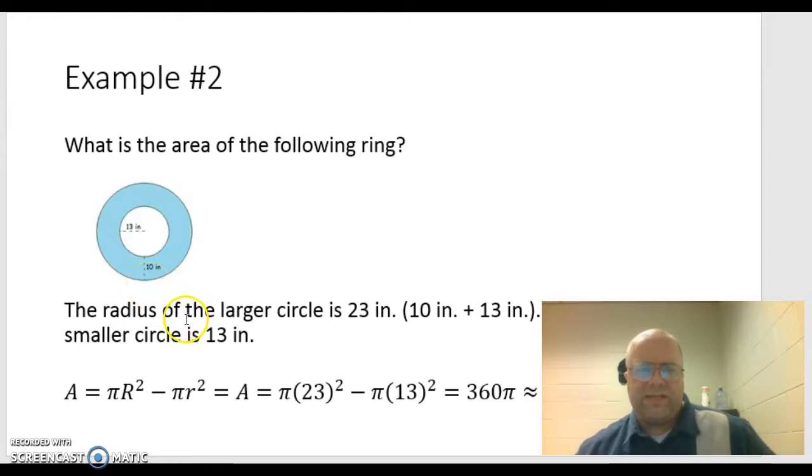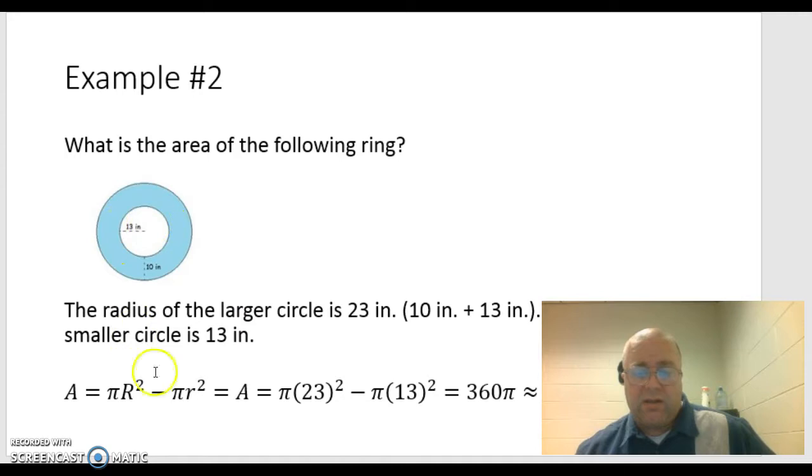So the only thing that we're missing is the radius of the outer circle, which is going to include the distance from the outer circle to the inner circle and from the inner circle to the center. But we have both of those pieces of information, so we can just add the 10 inches with 13 inches to calculate the radius of that outer circle, which would be 23 inches.